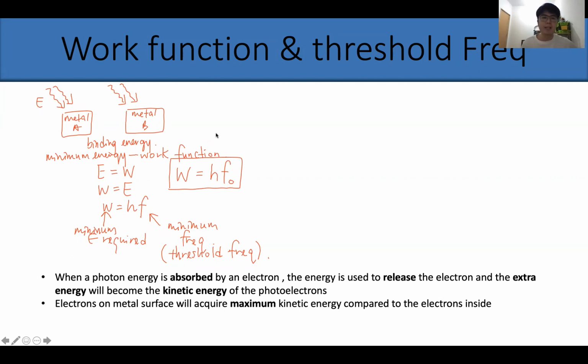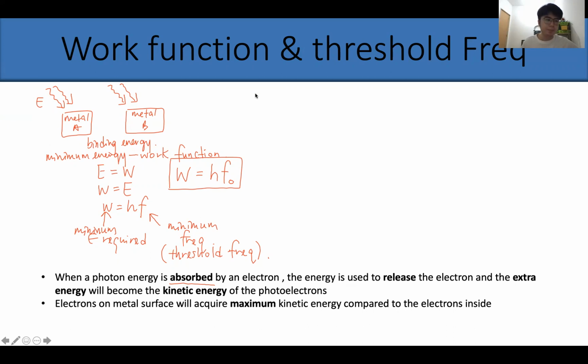Every metal has a certain work function. So work function is like a characteristic of the metal. It varies depending on the type of metal. Okay, look at this bullet point down there. When a photon energy is absorbed by an electron, the energy is used to release the electron, and the extra energy will become the kinetic energy of the photoelectrons.